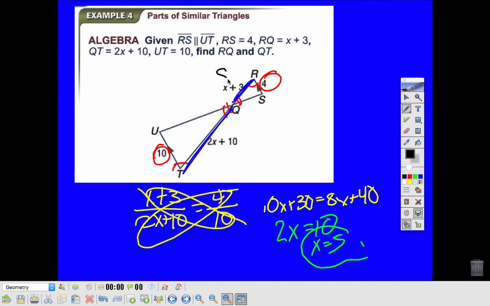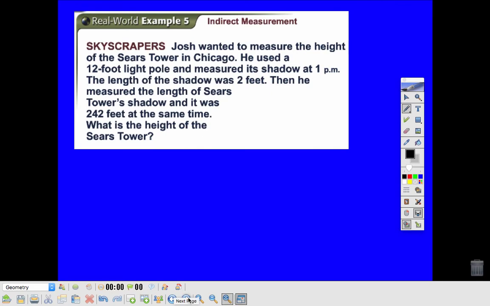Be careful, we're not done because it wants us to plug it back in. So if we plug it back in, 5 plus 3, this side would be 8. And then 10 plus 10, this side would be 20.